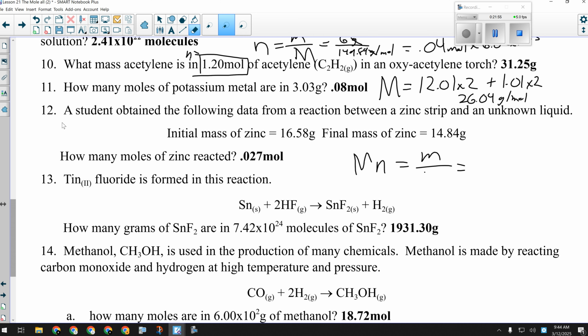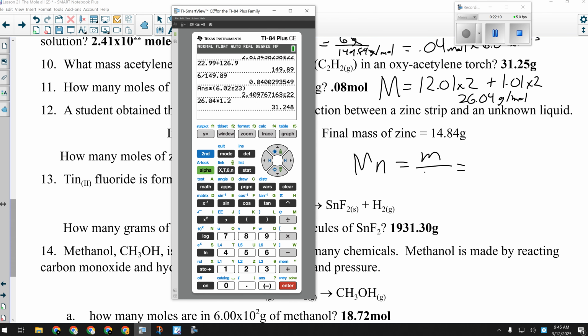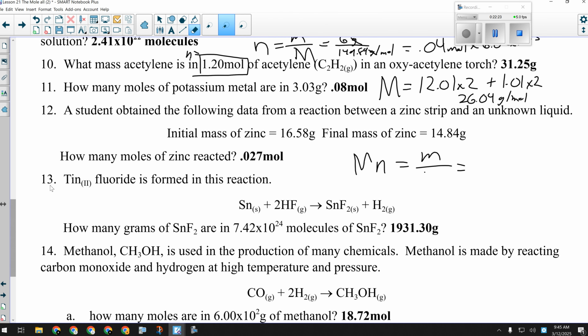What do I have to do with these two numbers if I want to know how much reacted? I have to subtract them. That's the little trick in the question: I have to realize that some of it is gone now. How do I get how much is gone? Was it 16.85? No, 58. Good thing I checked. 16.58 minus 14.84, so 1.74 grams reacted. That's going to be my little m for question 12.